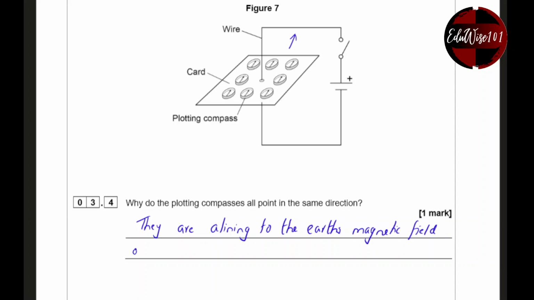Or you could say they are pointing to the Earth's North Pole. That's what plotting compasses do. They always point to the Earth's North Pole.